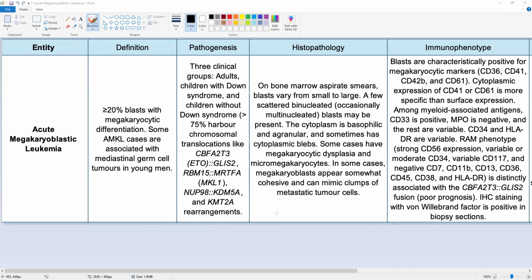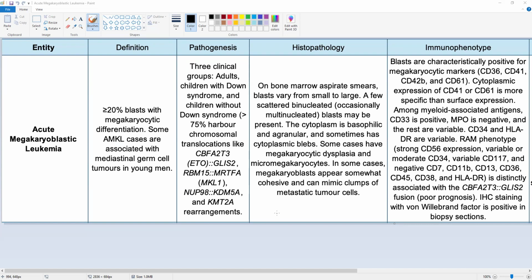Morphologically, on the bone marrow aspirate smears, blasts vary from small to large. A few scattered binucleated and occasionally multinucleated blasts may be present. The cytoplasm is basophilic and agranular, and sometimes has cytoplasmic blebs, and these blebs are not specific for acute megakaryoblastic leukemia or for megakaryoblasts because they can be seen in proerythroblasts, in acute erythroid leukemia, they can be seen in lymphoblasts, and they can sometimes be seen in myeloblasts as well.